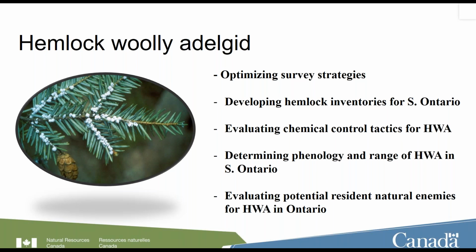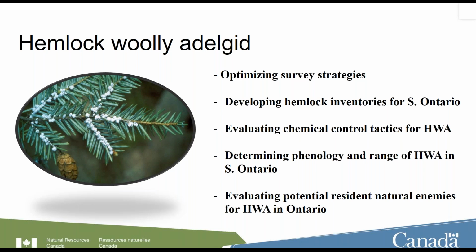So some of the things we're looking at are optimizing survey strategies, developing hemlock inventories for Southern Ontario, which is a gap we want to try and close, and looking at different chemical control tactics for HWA. We also want to look at the phenology in Ontario, what the range of it in Ontario is, and whether it has spread to other places, and that's work we're doing in collaboration with the Canadian Food Inspection Agency. And then the last thing we want to do is look at what our resident natural enemies for HWA in Ontario are. So what might eat that bug if it were to establish here more and start to spread. And that's preparatory work for thinking about doing biological control of HWA.